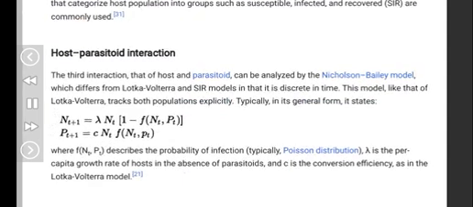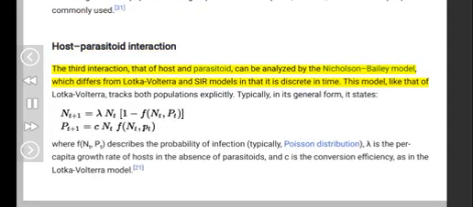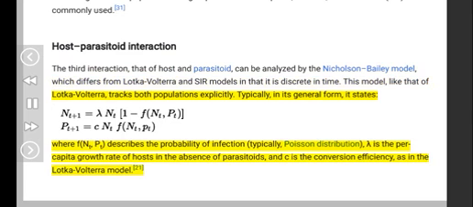Host-parasitoid interaction. The third interaction, that of host and parasitoid, can be analyzed by the Nicholson-Bailey model, which differs from Lotka-Volterra and SIR models in that it is discrete in time. This model, like that of Lotka-Volterra, tracks both populations explicitly. Typically, in its general form, it states, where f(N_t, P_t) describes the probability of infection, typically a Poisson distribution, lambda is the per capita growth rate of hosts in the absence of parasitoids, and c is the conversion efficiency, as in the Lotka-Volterra model.